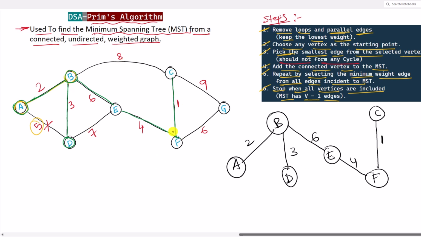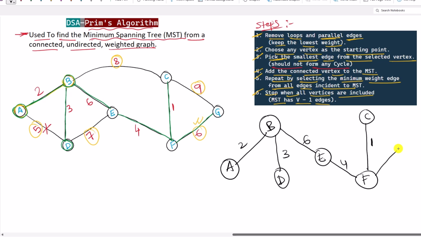Now again we're going to compare all the incident edges. This time we're going to compare between 8, 9, 6 and 7. Among them you can see 6 is the smallest. So we're going to take the edge with the weight 6.